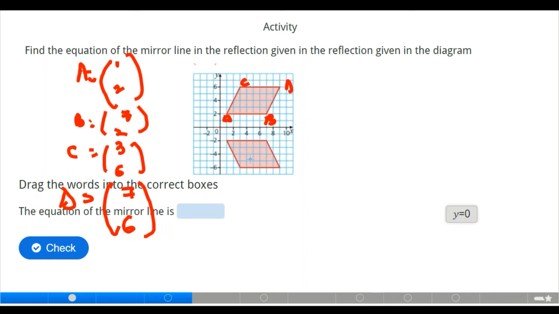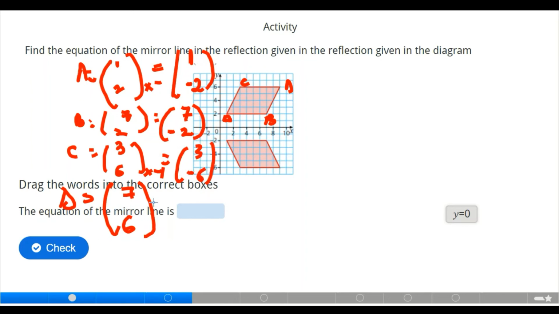Since we are flipping over the x-axis, we are moving from here to this place. Then we have to multiply the y coordinates by -1. So the given point A will now turn to 1, and multiplying the y coordinate by -1, the y value becomes -2. Then for B, we have 2 and 7, so multiplying by -1, we have -7. Multiplying this one by -1, C is going to be 3 and -6.